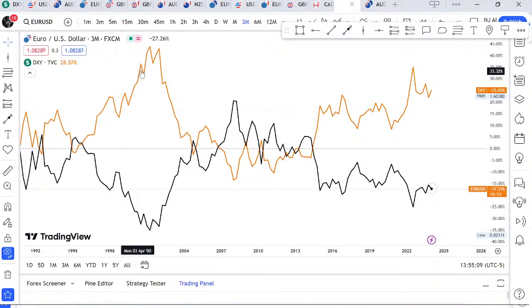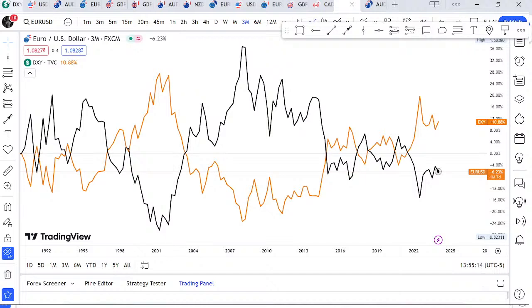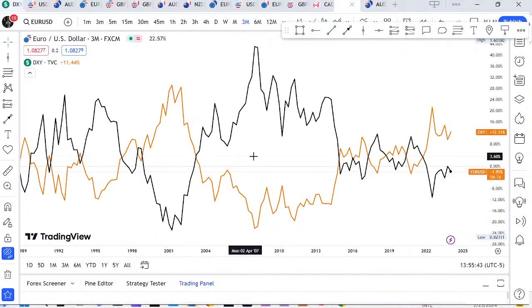So what do I mean by correlation coefficient? You might be wondering, I've never heard that kind of term before. Correlation coefficient is simply the measure of the strength of the relationship between the two pairs, the two variables that we are comparing. Let me quickly show us.